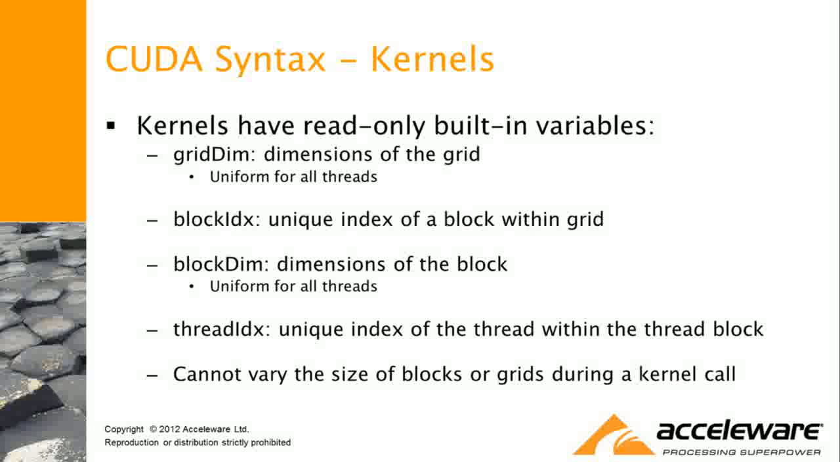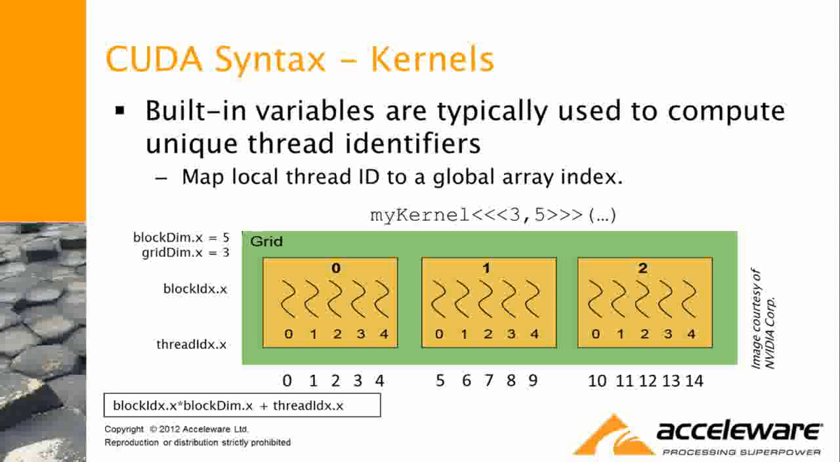You can't change them. So, for example, my thread index tells me what index I am in my thread block. Am I thread number 17 in block index number 5? Why is that important? Because that points me to an appropriate data structure, or appropriate part of memory, that I'm going to work on. You can't vary the size of the blocks or the grids during the kernel call.